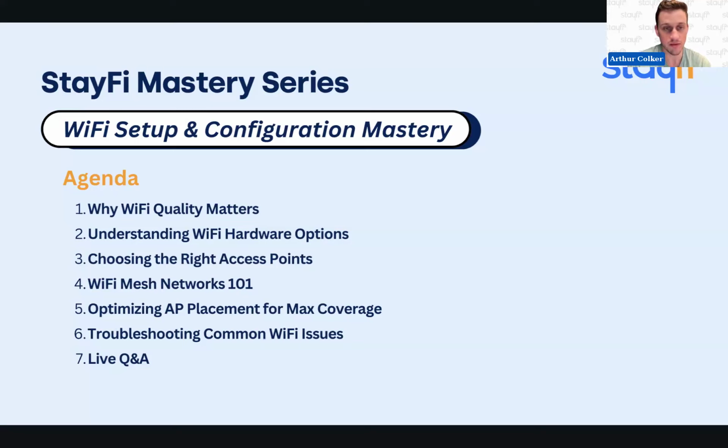The fourth section will be how to set up mesh networks in properties to get coverage over larger areas. Then we're going to go over how to optimize access point placement. So AP is shorthand for access points, and I'll even explain what an access point is if that's confusing lingo for you, as well as how you place these devices in the property. It actually can make a big impact on the coverage and speed in your homes or condos or other locations. Then we'll look at some common Wi-Fi issues, and then finally we'll have plenty of time for question and answer.